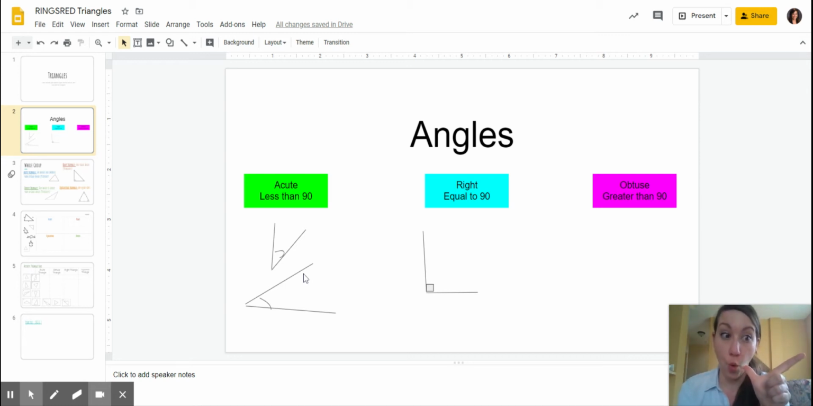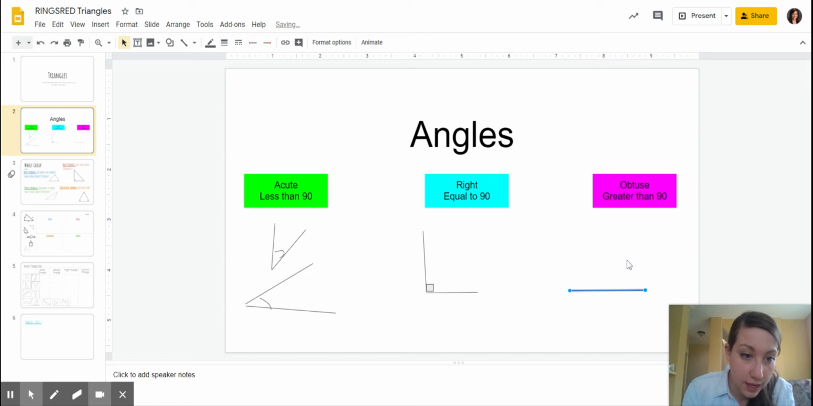An obtuse angle is greater than 90 degrees. Mirror, hope you're saying it. Obtuse. It's large, it's big. I like to use that crazy voice because it's so huge. Let me show you an example. If this is the base, the other ray is going to be bigger than that 90-degree angle.